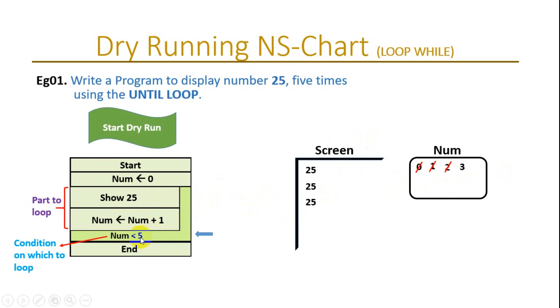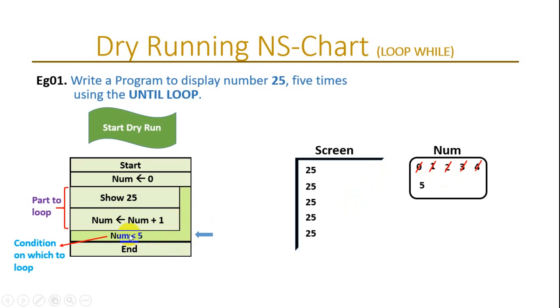Again, go to the condition, check. Is it less than 5? Yes. This is 3, so it's less. So goes back to the beginning of the loop, which is show 25. So show 25 happens, then goes to the next line, increment num by 1. So this becomes 4, and then go to the condition and check. Is num less than 5? Yes, num is 4, so it is less. So again, go to the beginning of the loop, show 25. 25 is shown. Then go to the next line, increment num by 1. So this will become 5.